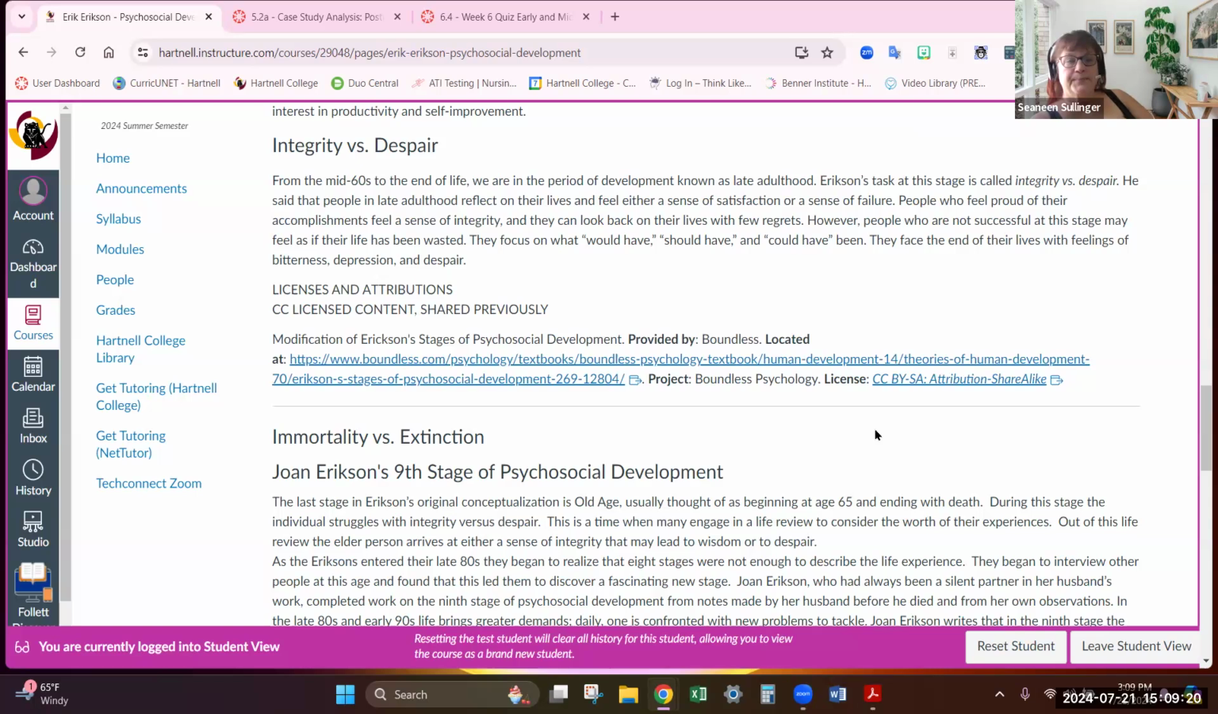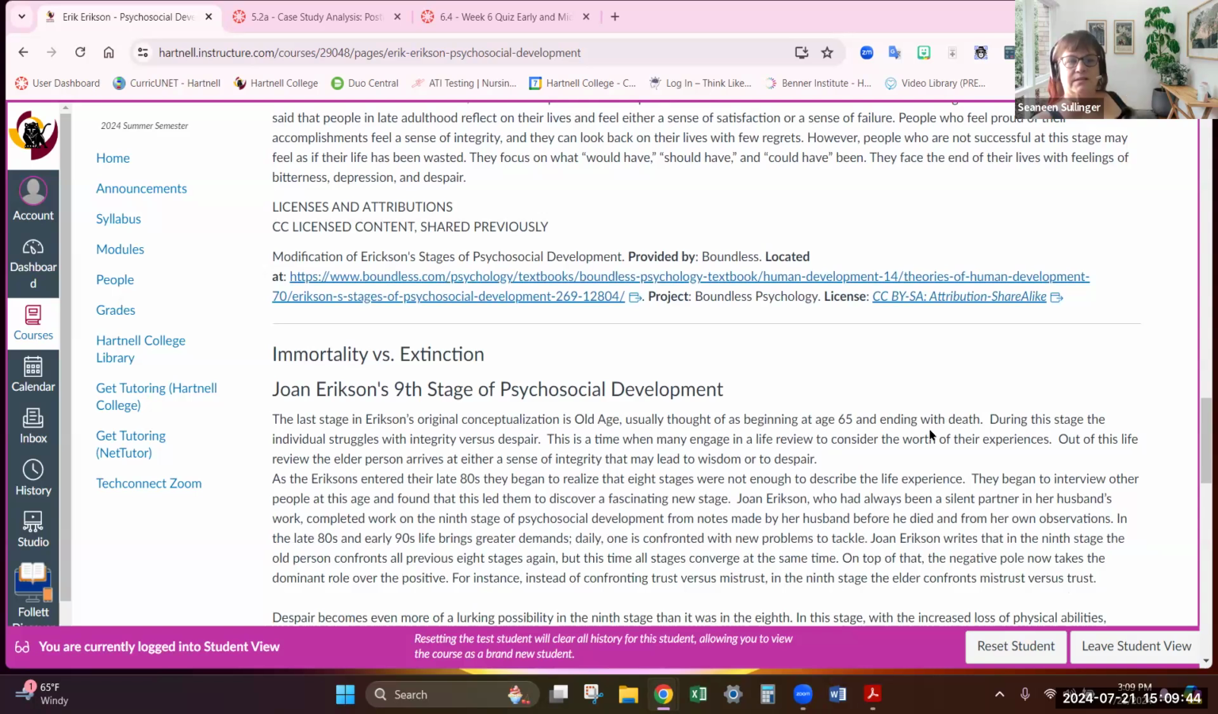And so, very old age. It's usually thought of as beginning at age 65 and ending with death. That's the old one, integrity versus despair. But what about being in your 80s? There are still people in their 80s that are very much alive and have a lot that they can accomplish. The stages that they had just weren't quite enough. So they looked at other people in their 80s and 90s, and they found that there was this new stage.